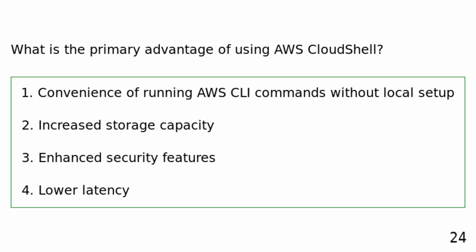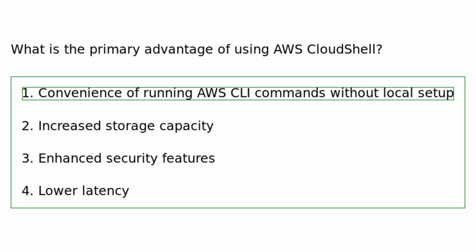What is the primary advantage of using AWS CloudShell? Convenience of running AWS CLI commands without local setup. Increased storage capacity. Enhanced security features. Lower latency. AWS CloudShell provides the convenience of running AWS CLI commands without needing to set up a local environment.